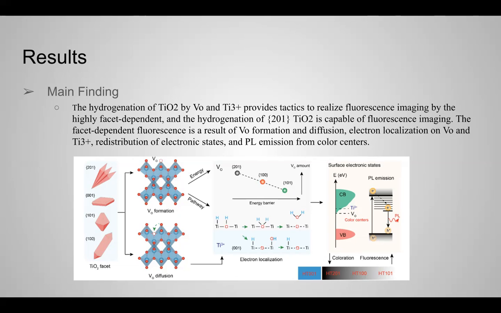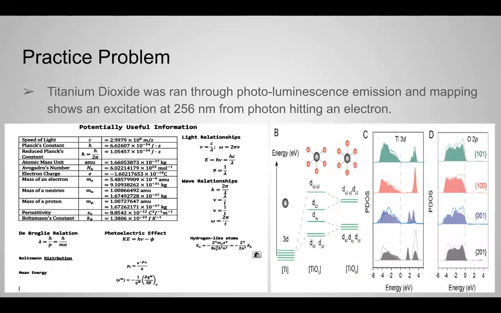Okay, so from this, I use the general concepts of how electrons are being moved around, the wavelengths, to do three main problems. My first problem is one problem, but it has three main components. So the problem reads as follows. Titanium dioxide was run through the photoelement's emission, and the mapping shows excitation at 256 nanometers from the photon hitting an electron.